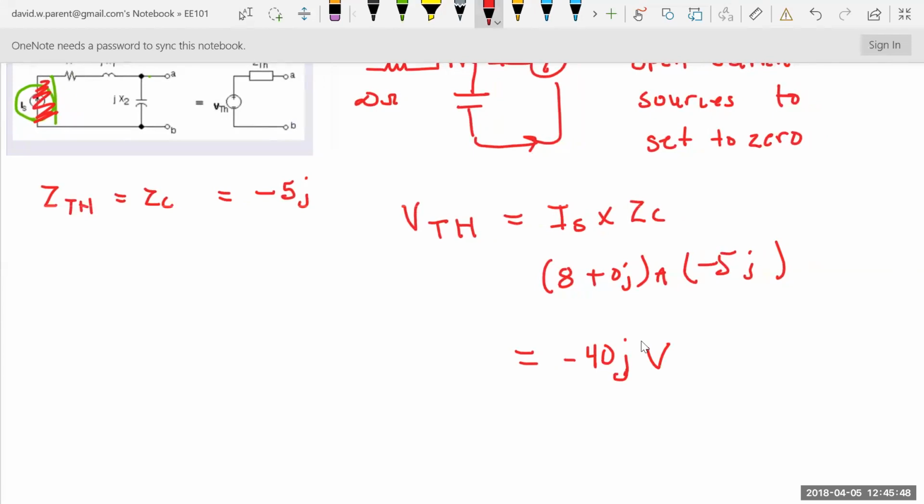Or 40 at minus 90 degrees, since minus J is minus 90 degrees. The magnitude is always positive, so plus J is always plus 90. V Thevenin isn't so important for 110, but really the complex manipulation and summing capacitances, that's the big part.